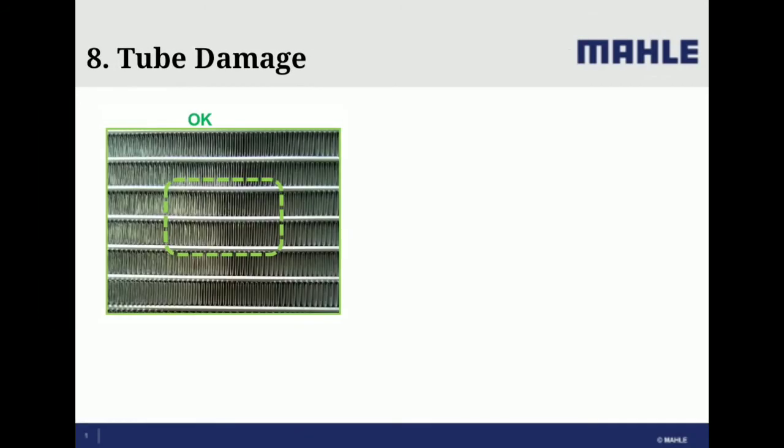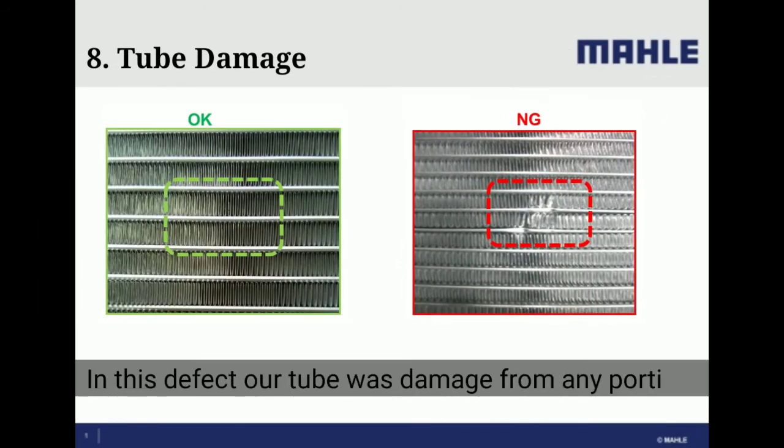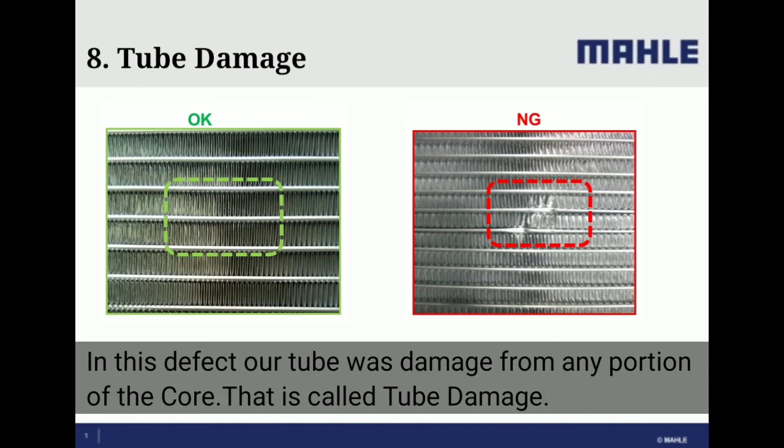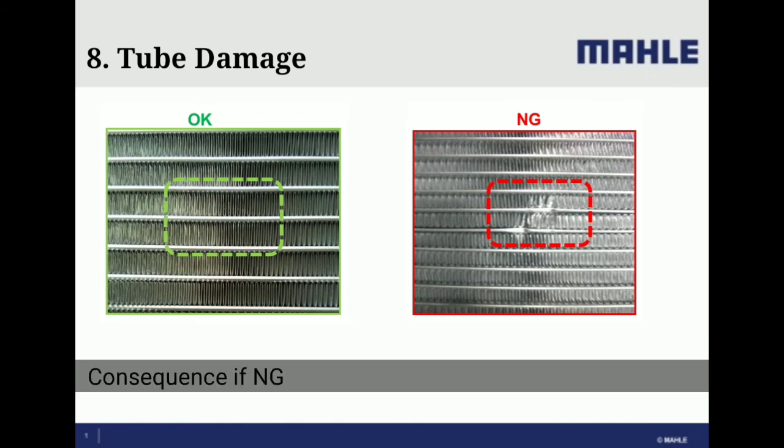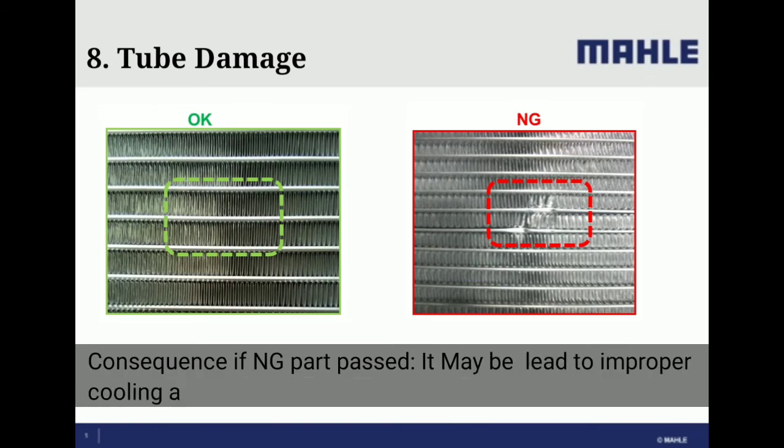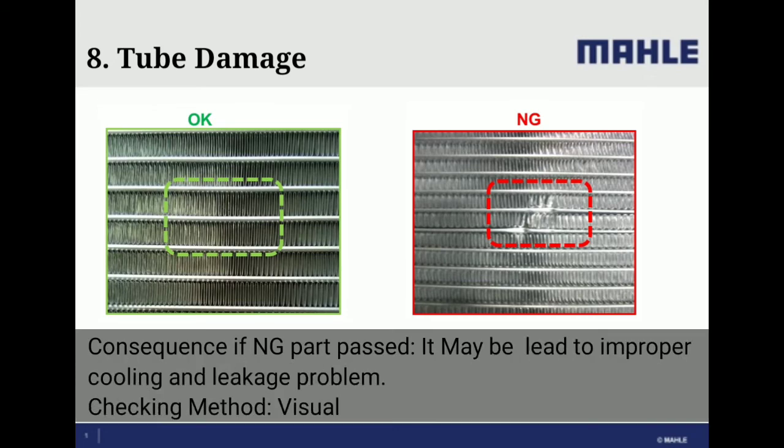Next is tube damage. In this defect, our tube was damaged from any portion of the core, that is called tube damage. Consequences: if the NG part passes, it may lead to improper cooling and leakage problems. The checking method is visual.